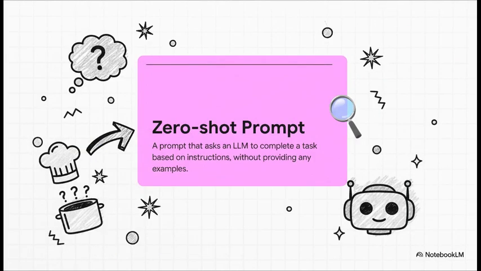So the simplest kind of prompt is what we call a zero-shot prompt. This is what most of us do naturally. You're basically asking the AI to do something cold with zero examples, just relying on all the knowledge it was trained on. It's kind of like asking a chef to make a dish they've only ever read a description of.